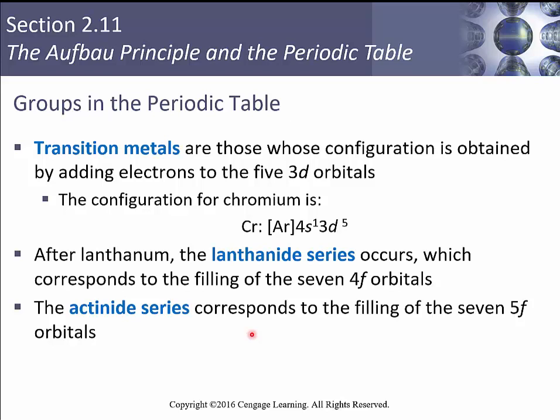So we saw with chromium and copper how maybe we're going to borrow an electron. When you're dealing with these elements and starting to make atoms and molecules, remember that that 3d is actually inside, physically speaking, inside the 4s, right? And so if you're going to do some chemistry, it's going to happen with the 4s because it's physically outside the 3d. 3d is higher energy, but it's physically inside. After lanthanum, the lanthanide series occurs, which corresponds to the filling of the seven 4f orbitals, and the actinide series corresponds to the filling of the seven 5f orbitals.